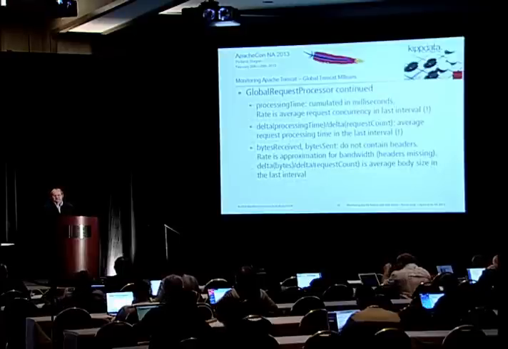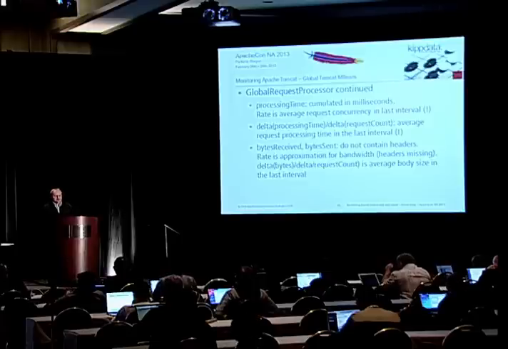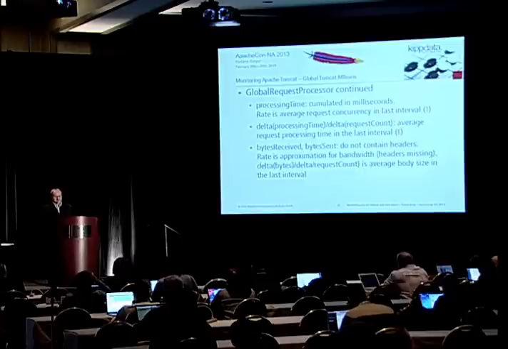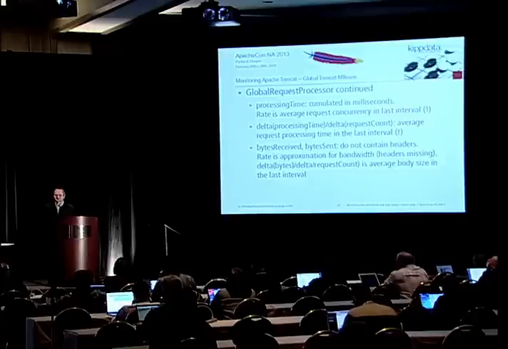The processing time is cumulated, as I said, in milliseconds. What can we do with it? If we take the rate, we get the average processing time of requests in the last sample interval. What do we get if we take the rate of the processing time, again? The game is, what's the unit? It's processing time, so it's seconds divided by seconds. It has no unit. What does it mean? It's the average concurrency that was in place during the last interval.